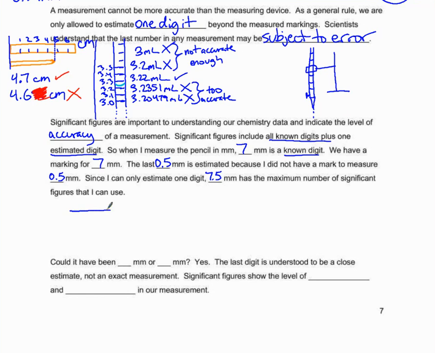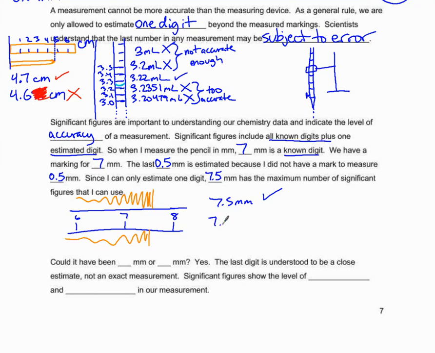And here is just an illustration of the meter stick. Here's 6, here's 7, and here's 8. And the pencil fell somewhere around here. You're seeing an extremely large version of a pencil. 7.5 millimeters, yes. 7.462 millimeters, no. Only one estimated digit.